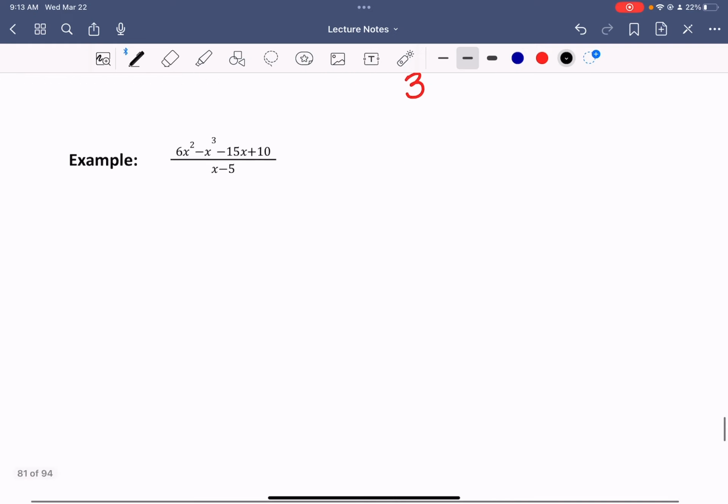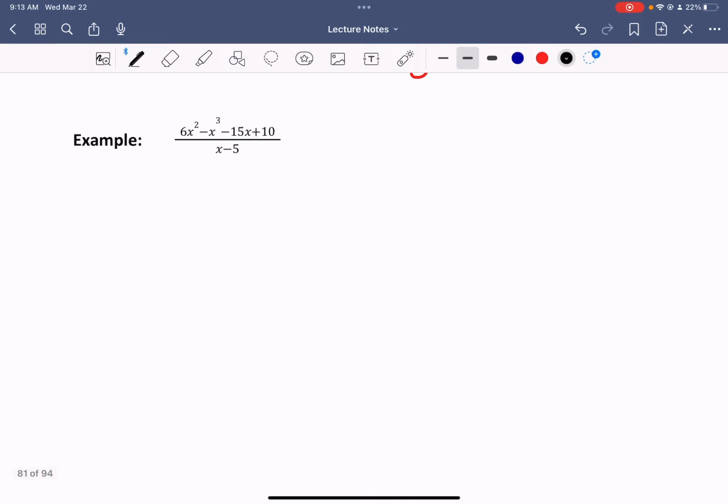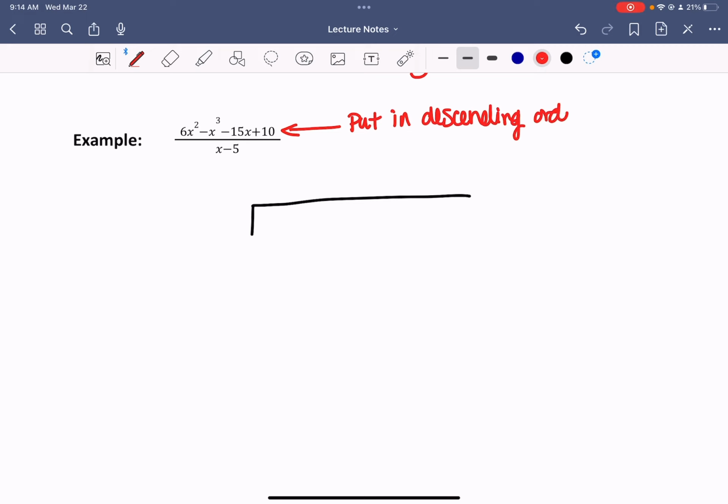In this next problem, it says 6x squared minus x cubed minus 15x plus 10, all over x minus 5. So when I go to set up my division bar, the first thing I need to be aware of is I need to put all of this in descending order. It needs to be in that standard form of largest exponents. So that would be negative x cubed plus 6x squared minus 15x plus 10. X minus 5 goes out front.